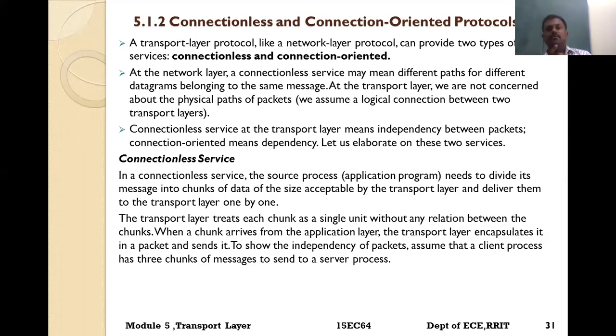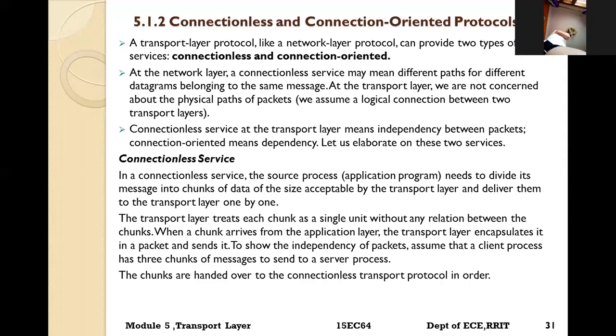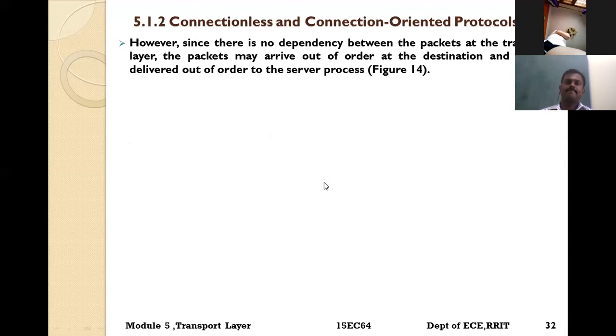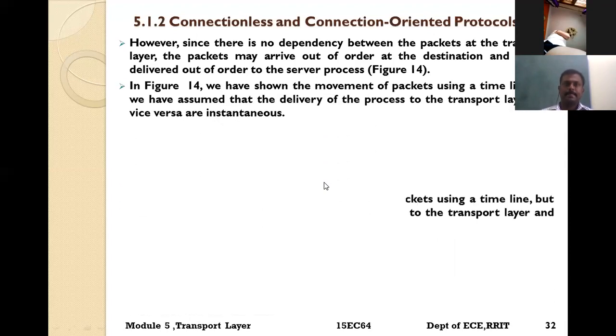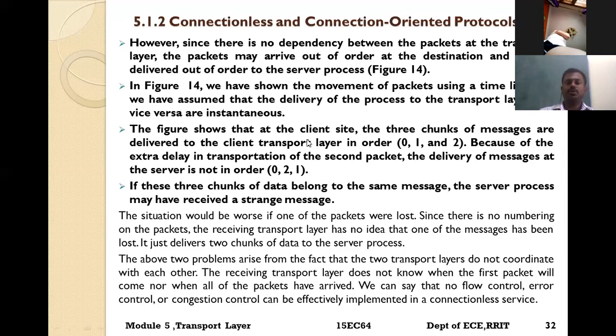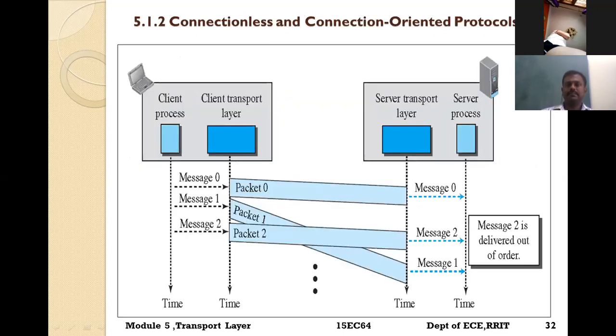To show the independence of packets, assume that a client process has 3 chunks of message to send to a server process. Now we can see this using the diagram. Here the packets should arrive as 0, 1, 2, but the packets are reordered as 0, 2, 1, because they follow different paths. You can see it in the diagram.